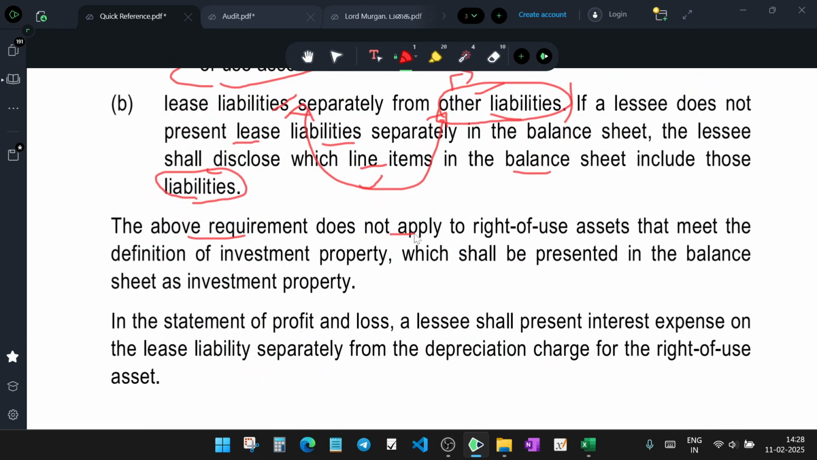If other requirements do not apply to a right of use of asset that meets the definition of investment property, it shall be presented in the balance sheet as investment property. If we have some asset that is not applicable to right of use of asset or lease liability, but it is a kind of payment, then you should consider it as investment property rather than right of use of asset.